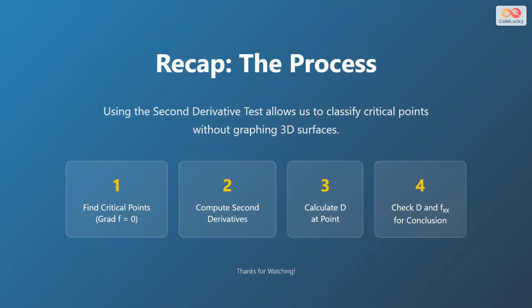To recap, the process is straightforward. Find your critical points where the gradient is 0. Compute the second derivatives. Calculate D at those points. And finally, check the signs to classify each point.